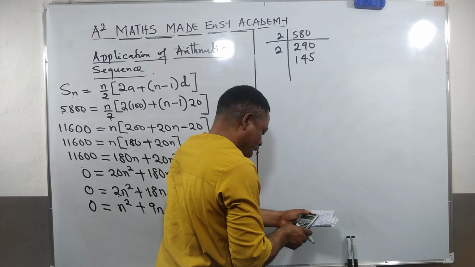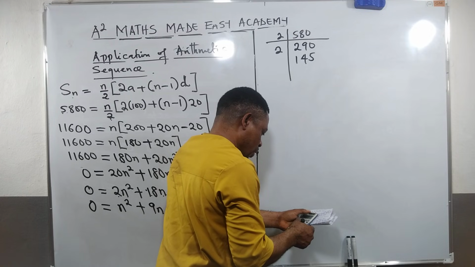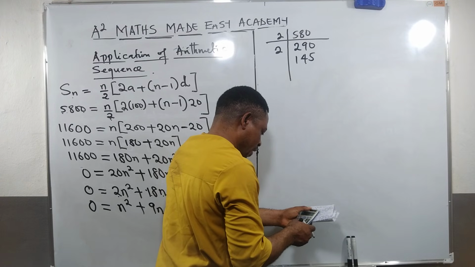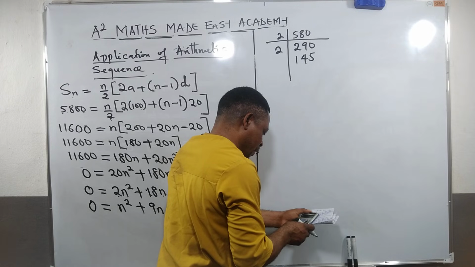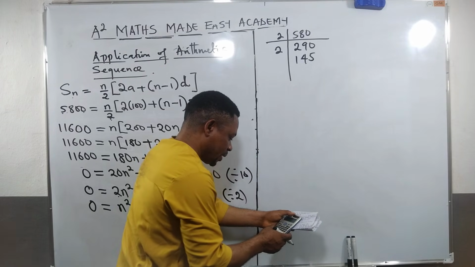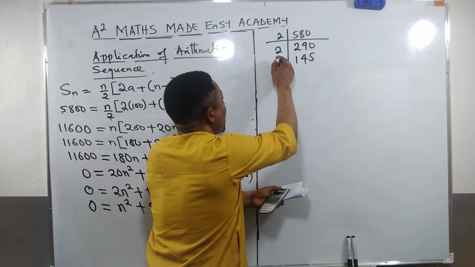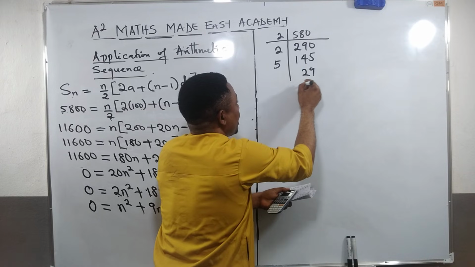So which means we try by 3. 145 divided by 3. Oh no, it cannot go. Are you with me now? Then 145 divided by, let's try with 9. Oh no. Then 145 divided by, let's go by 5. Yes, it will go. So which means 5 can go to give us what? 29. Are you with me now?